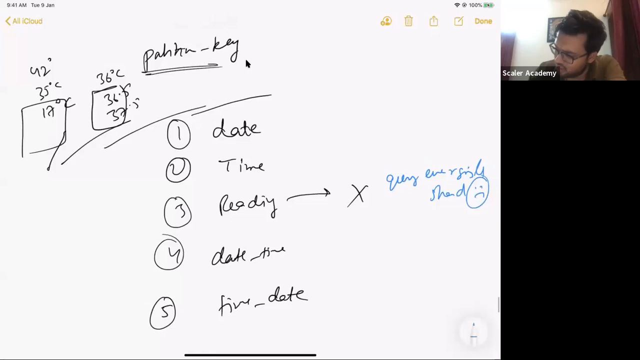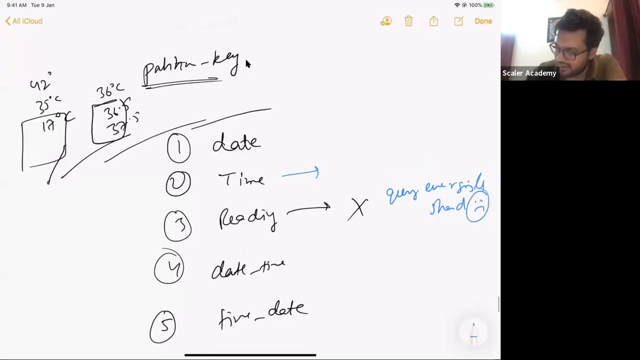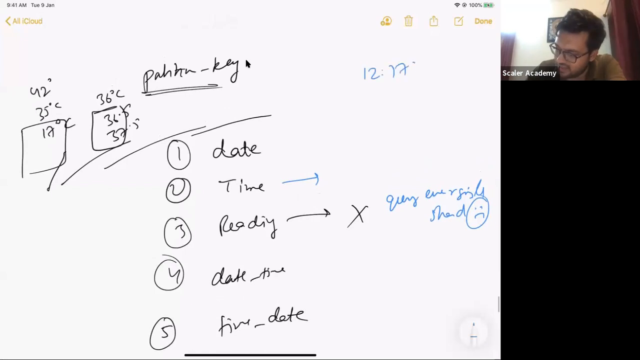Now let's say you would want to do it on time. Does that make sense? So time means that, let's say, 12:17 IST PM would be one partition ID. Then 12:18 PM IST would be another partition ID. Then, let's say, 12:19 PM IST. Do you guys realize that this is something which will help you?